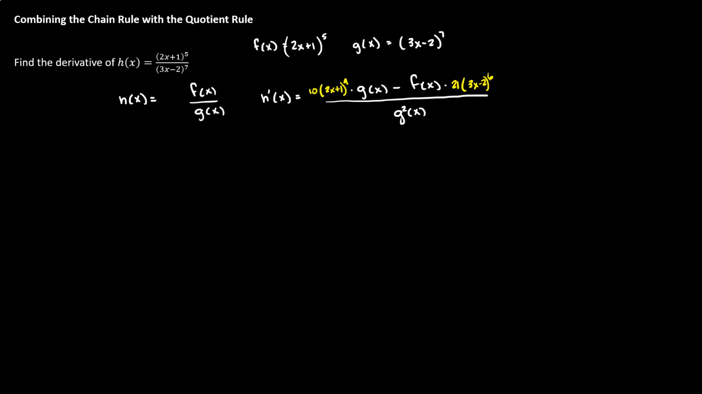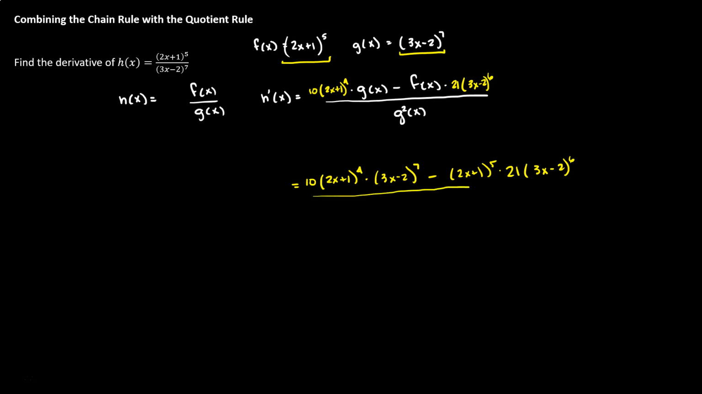Our next step is then to just replace g and f according to what we found when we broke open h of x. So that would look like plugging in 3x minus 2 to the seventh for g, plugging in 2x plus 1 to the fifth for f, and then dividing all of that by g squared.